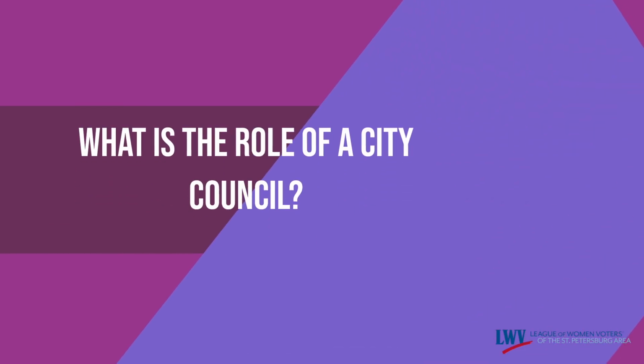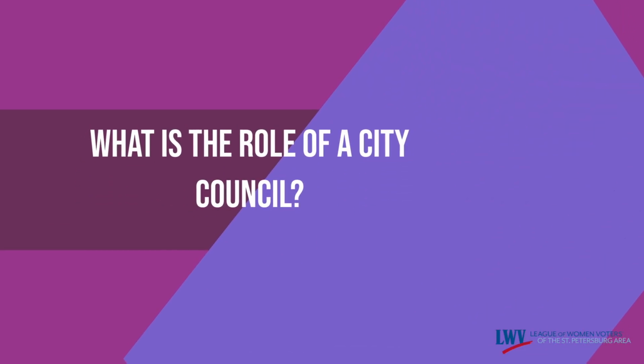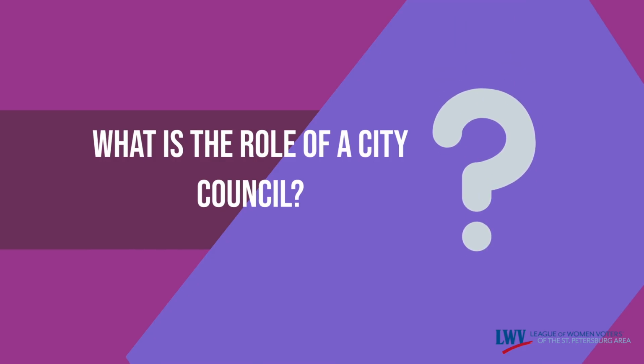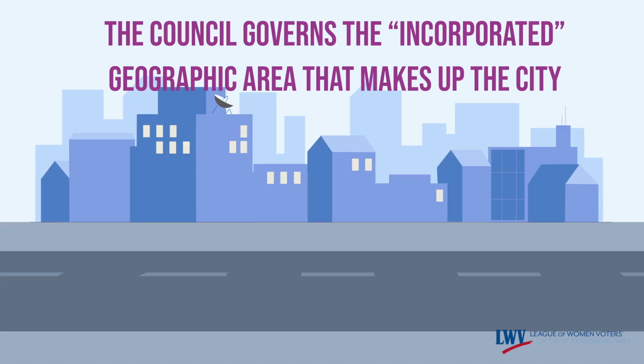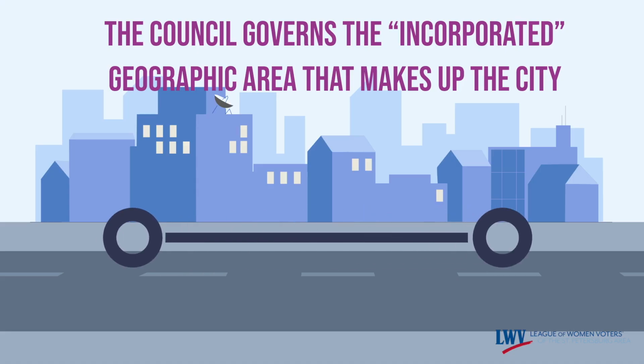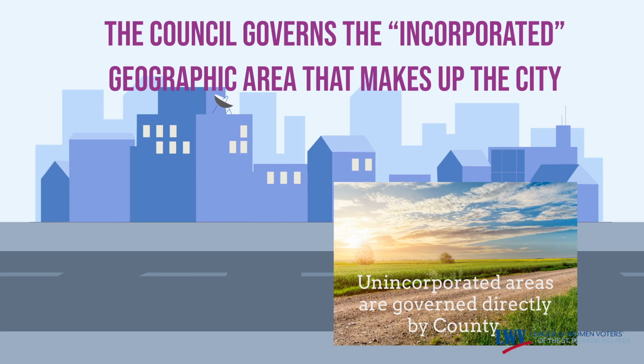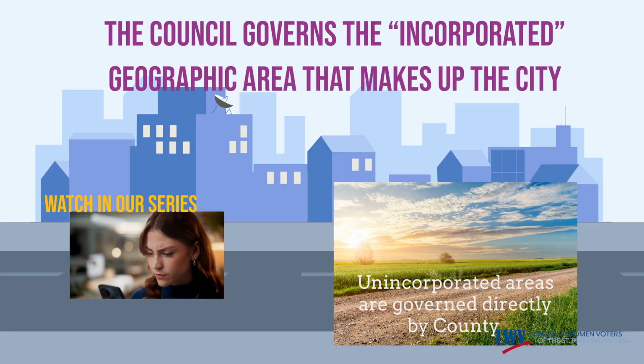What is the role of city council? City councils, or city commissions, terms which can be used interchangeably, generally consist of council members and a mayor. The council governs the incorporated geographic area that makes up the city. Unincorporated areas outside of city limits are governed by the county directly. You can check out our County Commissioner edition in this series to learn more about that.